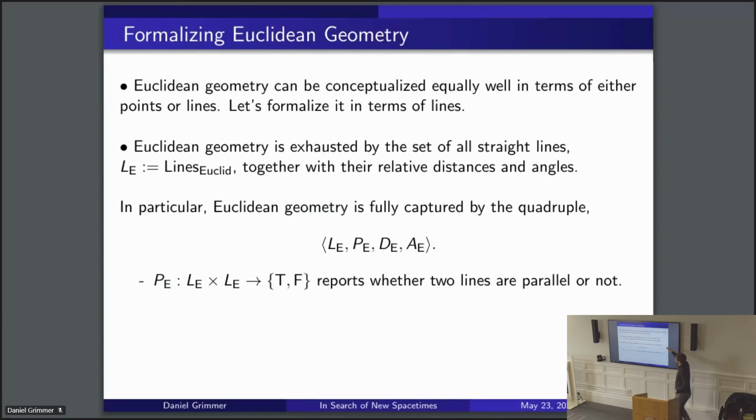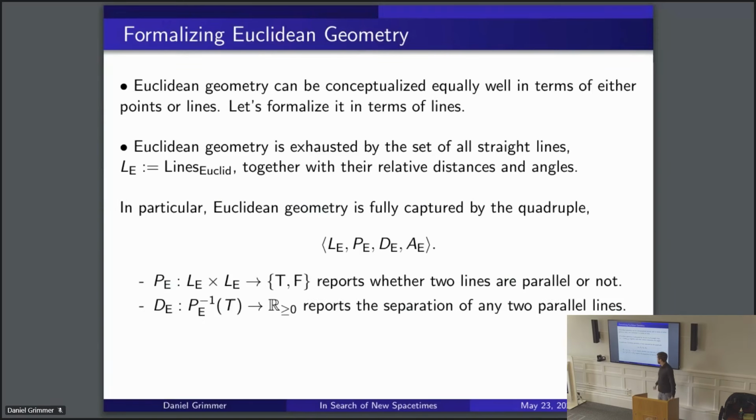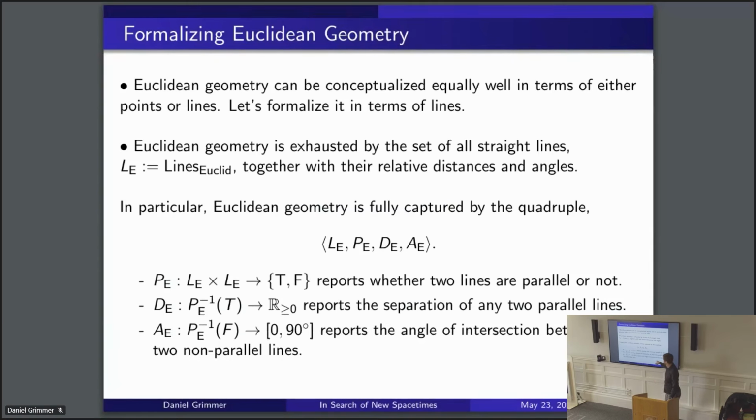And in particular, we can capture that with this sort of quadruple here. We've got a space of all the lines in the Euclidean plane. There's a function that tells us which ones are parallel. When two of them are parallel, there's a function that reports the separation between them. When they're not parallel, they intersect, and we have another function that reports the angle between them. Okay? That's a full characterization of Euclidean geometry.